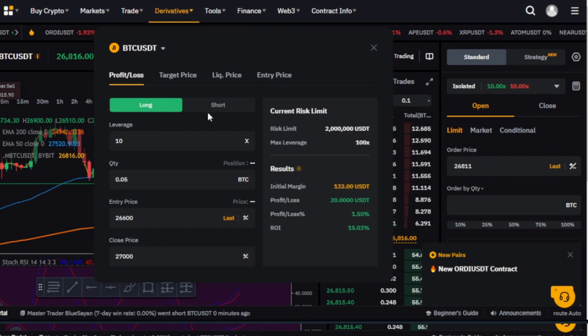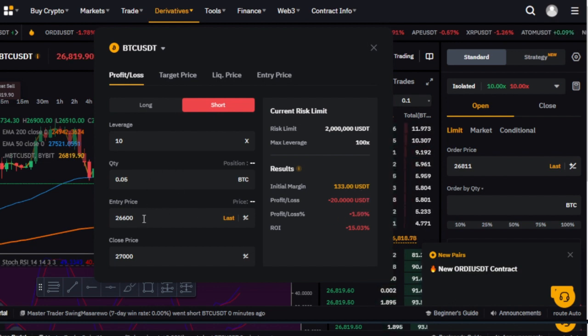The same thing goes for the short. If I go to the short option, it is the opposite. If this goes against me, let's say I'm shorting at 26,600 and it goes to 27,000, it means I am losing the same amount, with the same percentage.